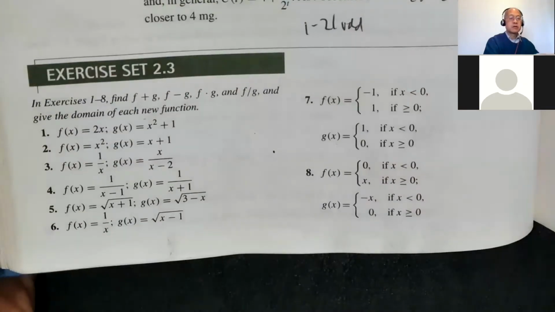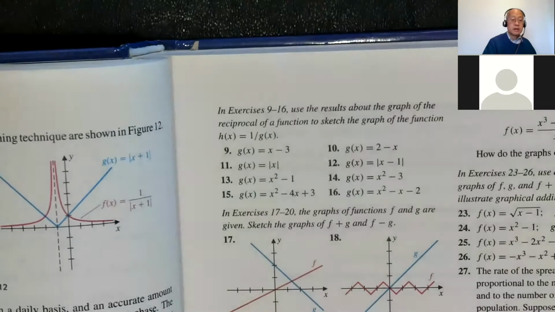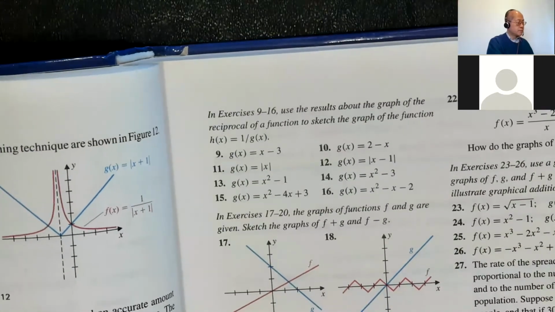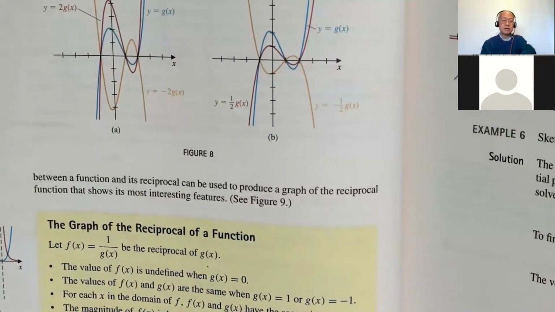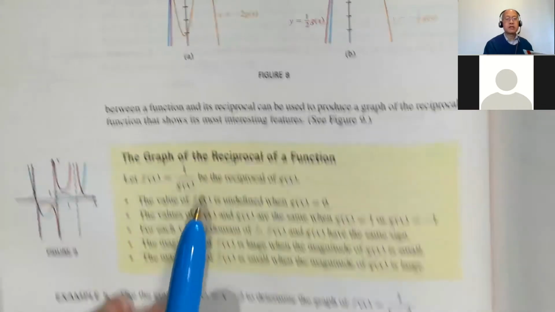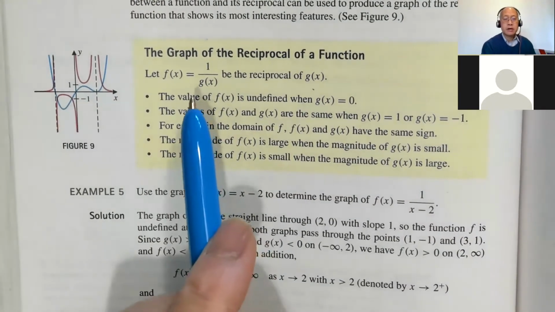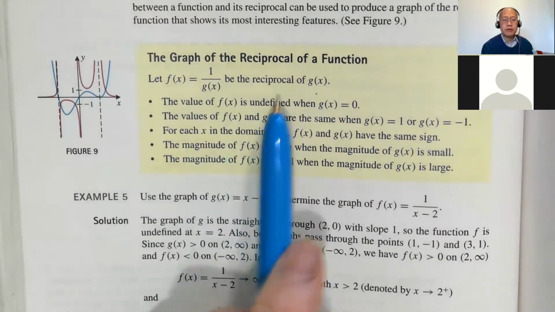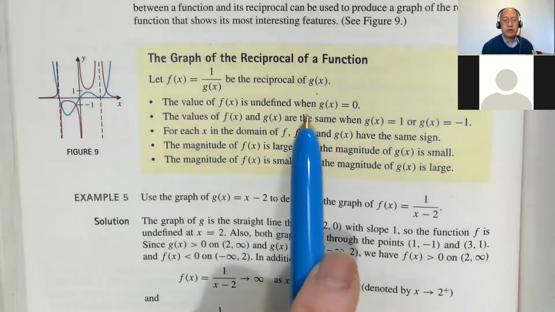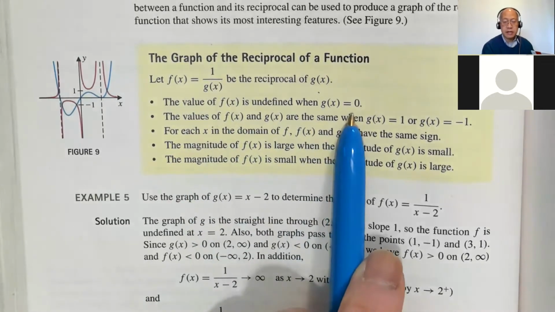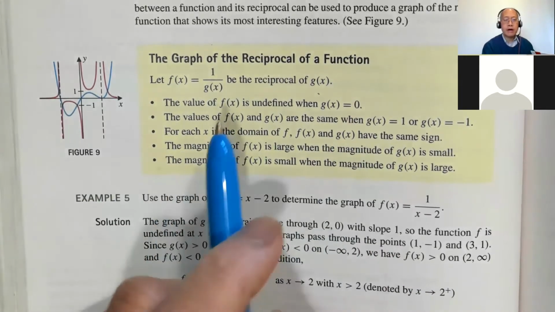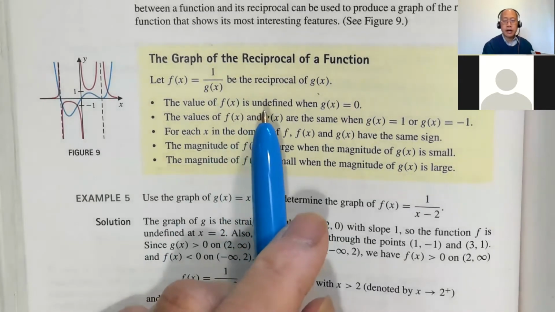Okay, so we're going to do the reciprocal functions now. So I think I was done with most of that. Okay, now we're going to talk about the graphs of reciprocals. So I alluded to this last time, the graph of the reciprocal of a function, page 98. All right, so if you have a function which is the reciprocal of a given function, the value of f of x is undefined when g of x is 0. Okay, so that makes sense. Okay, 0 has no reciprocal. So for your original graph, wherever there's a 0, you get an undefined value.